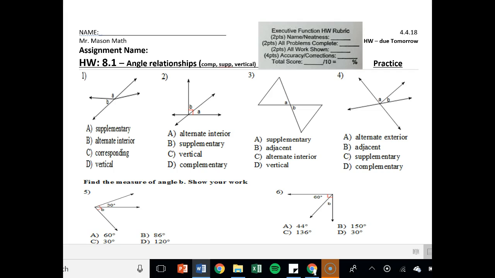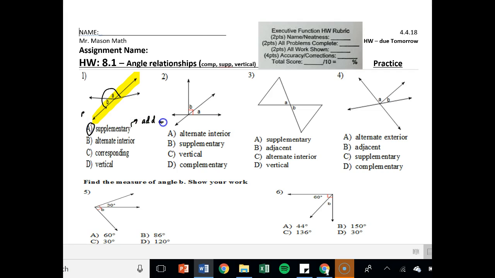This homework's due tomorrow. For this first section, you're just going to use your vocab to figure out what the relationship is. So for instance, number one, hopefully you can see that you've got a straight line here. Because you've got a straight line, you know that B and A have to add up to 180 degrees. That's supplementary. And you can always say supplementary add up to 180. That's like showing full work, right? You selected an answer, then also stated why that was your answer, right?